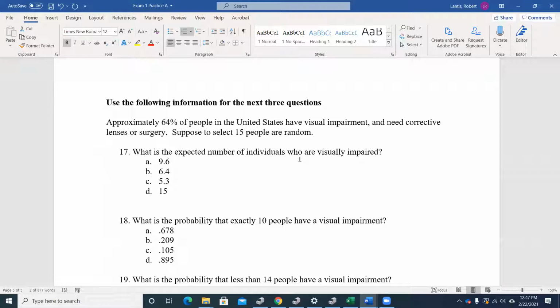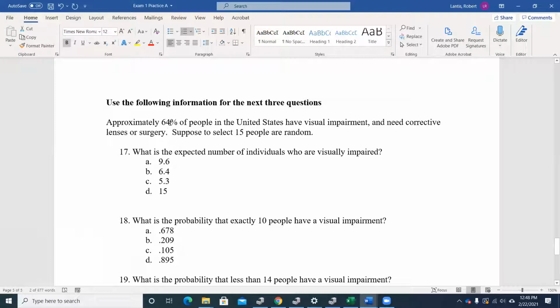If 64% of people on average have a visual impairment and you're looking at 15 people, what's the expected number of people who are visually impaired? Which of these doesn't make any sense? D. What would the probability that someone has a visual impairment have to be in order for D to be the right answer? 100%, right? 100% of people would have a visual impairment. So right away, we've really only got 3 answers.